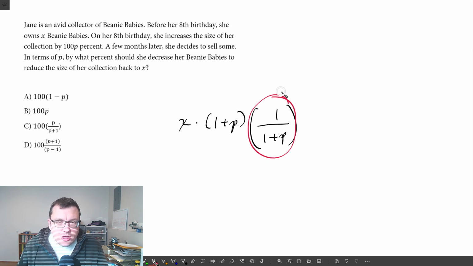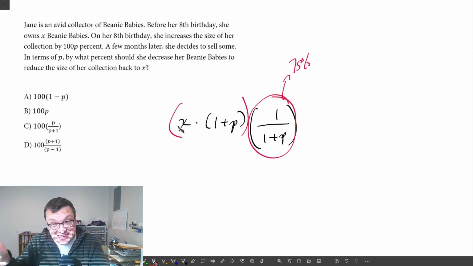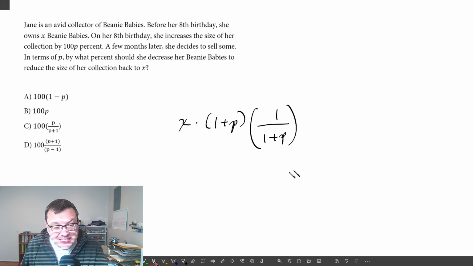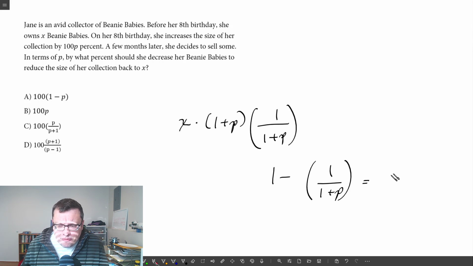Let's say this was 75%, if that was a real number. If I'm multiplying by 75%, what does that mean? It means I'm decreasing it by 25%, because those ideas are flip sides of the same coin. So if I want to turn this into a percent decrease, I can just rewrite it as 1 minus 1 over 1 plus p. Whatever percent that is, I subtract it from 1, and that tells me the percent decrease it represents. I think this is literally what we just got. If you simplify this again, you get p over p plus 1. So there's a lot of ways to do this.